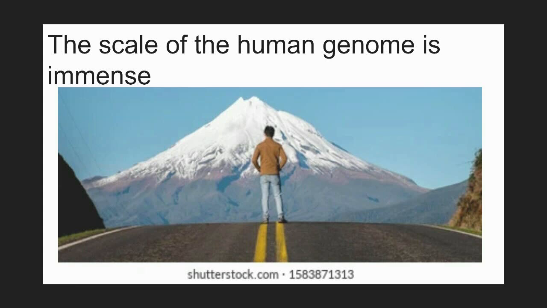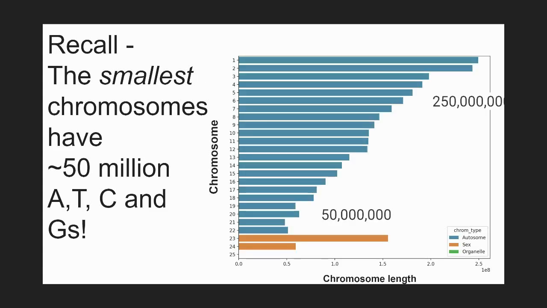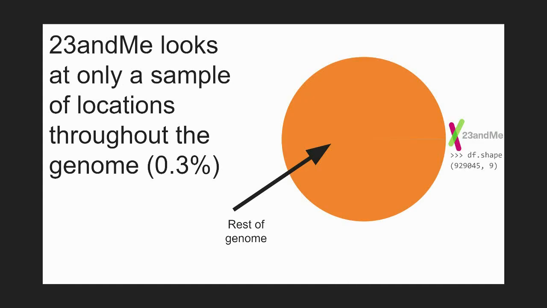Again, let's step back. I always want to emphasize the immensity of what we're dealing with here with the human genome. This data set here has over 900,000 rows of data, over 900,000 variants in this data set. But our smallest chromosome is on the scale of tens of millions, and it goes on up to hundreds of millions. So when you get 23andMe to characterize your genome, we're looking at a tiny, tiny fraction. Actually, I did plot it over there. It's 0.3%, but it's just a little tiny, tiny sliver. That's actually the amount of information that is being used in all of that.